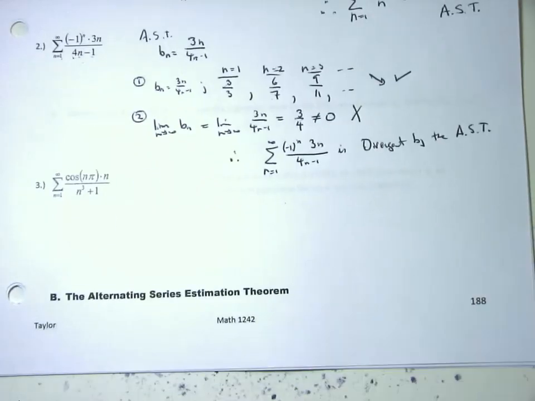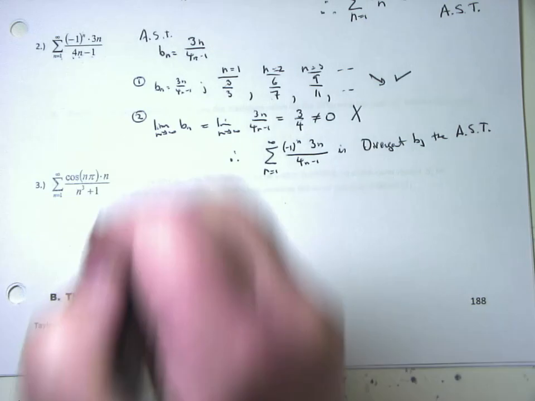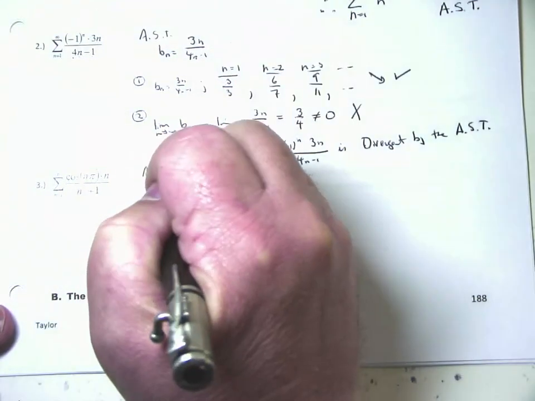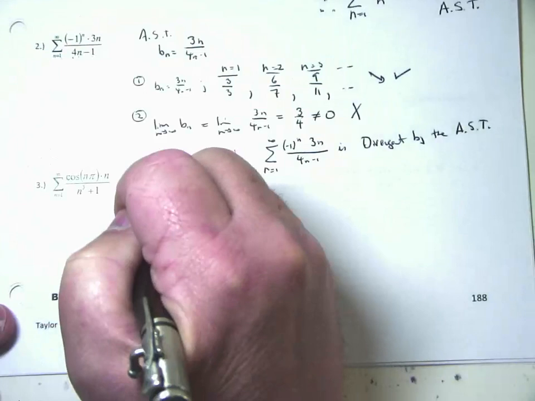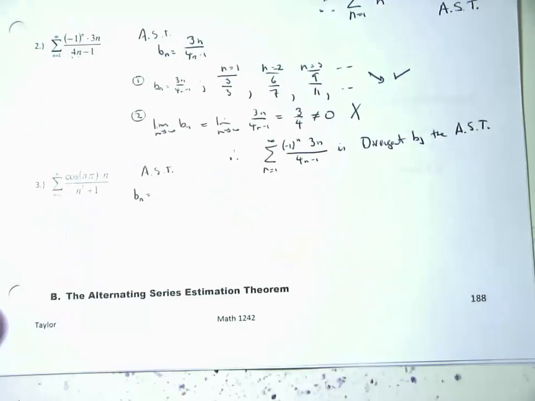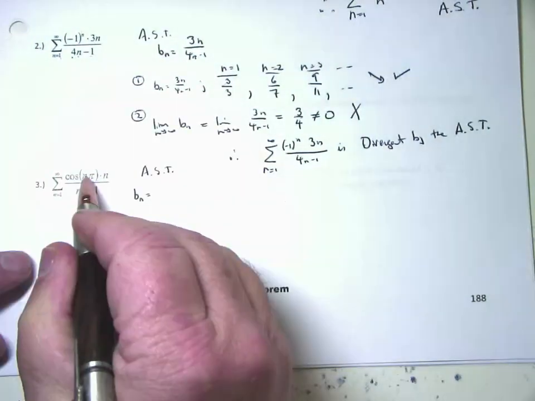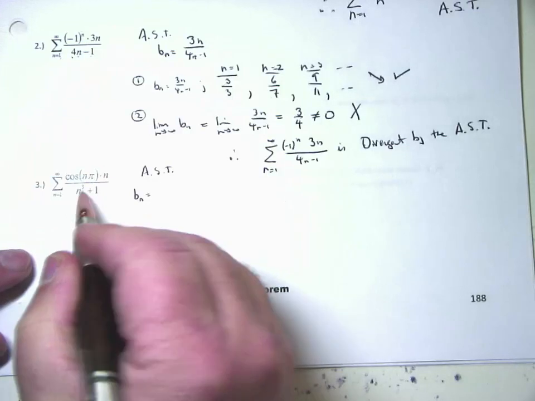Take a look at this next guy. The sum as n goes from 1 to infinity of cosine of n pi times n over n cubed plus 1. This is a problem you have to train yourself to notice: hey, it's cosine n pi. What does that mean? Well, that means it's alternating. So this is an alternating series, and I shall use the alternating series test. The bn part, the sequence part without the alternation, is n over n cubed plus 1, since the cosine of n pi is your alternating part.